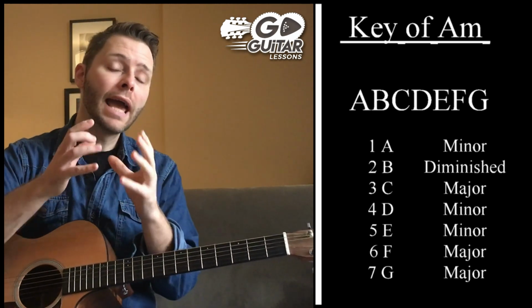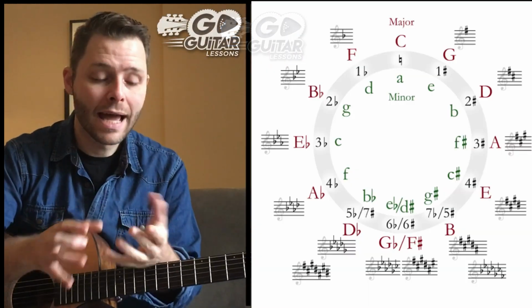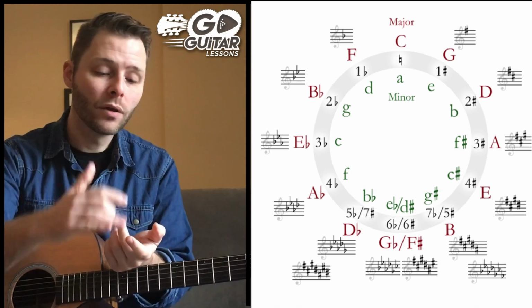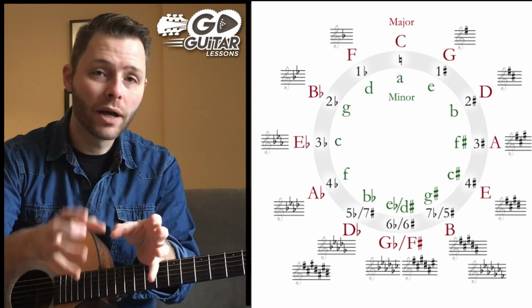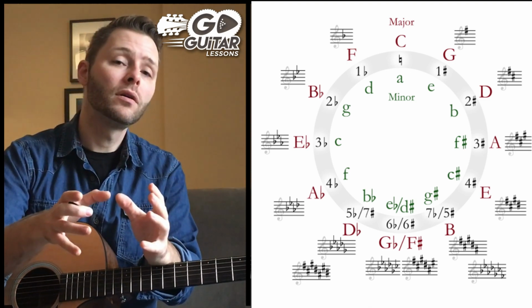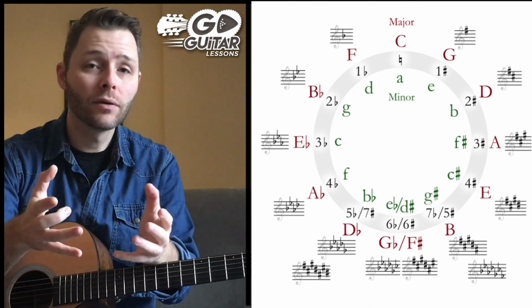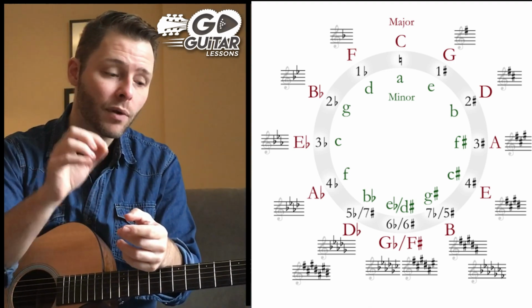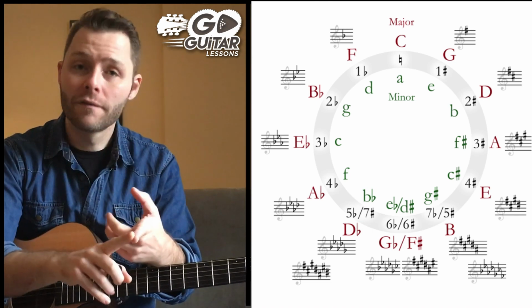So every key, if you look on the circle of fifths, has a relative minor. There are 12 major keys, and each one of those is going to have a relative minor. There's a few ways to find them. There's a different video I'll do on relative minor, but right now you can find each relative minor by finding the 6th note of the major key.